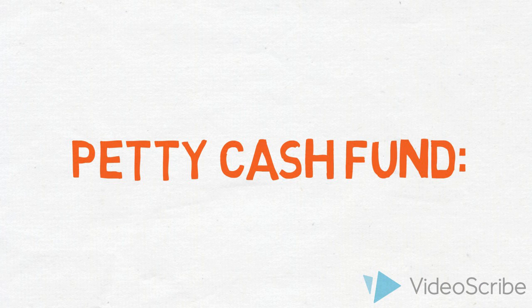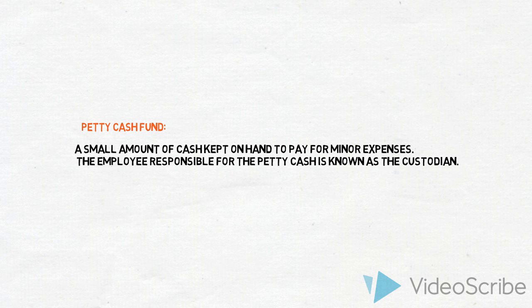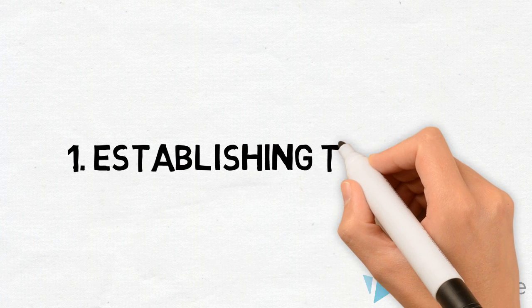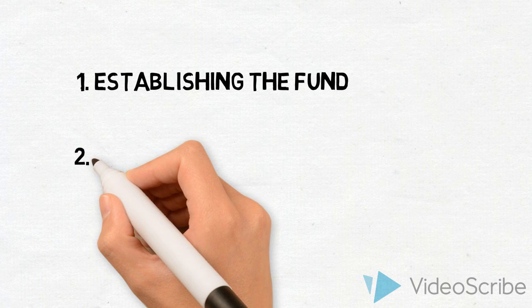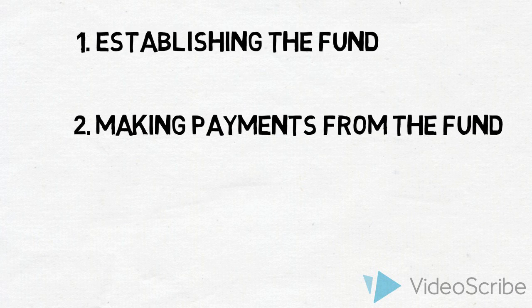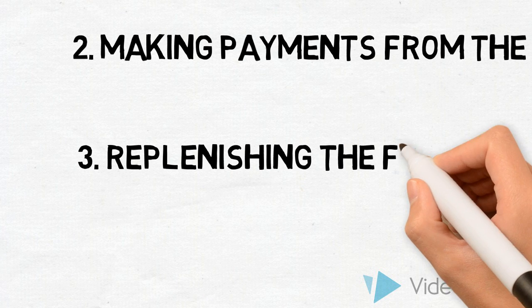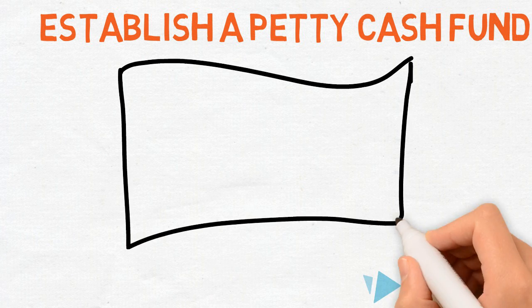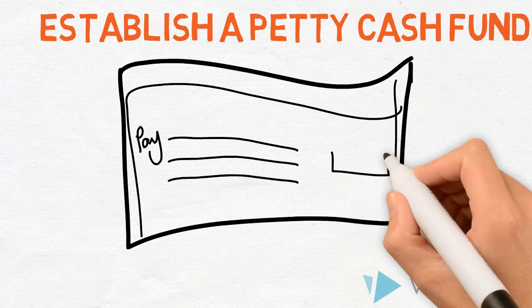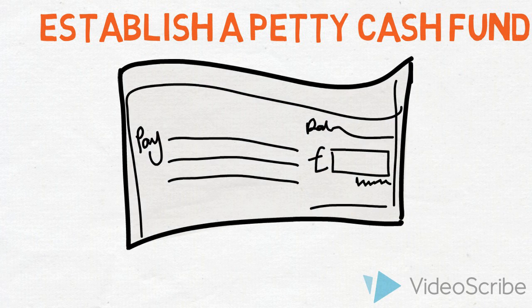A petty cash fund is a small amount of cash kept on hand to pay for minor expenses. The employee responsible for the petty cash is known as the custodian. There are three activities involved in a petty cash fund: establishing the fund, making payments from the fund, and replenishing the fund. In order to establish a petty cash fund, a check needs to be written for the amount of the fund and then the check needs to be cashed. This is recorded in a journal entry.